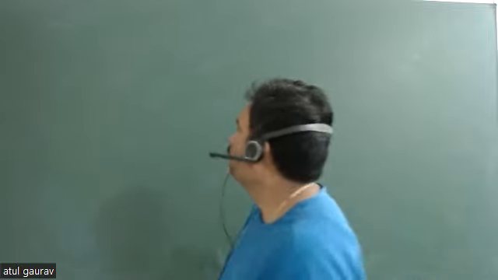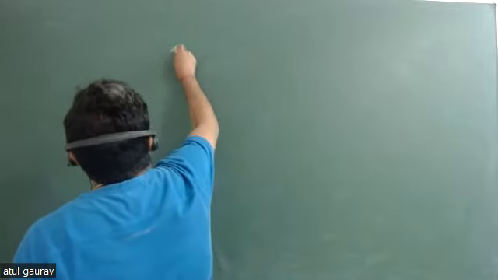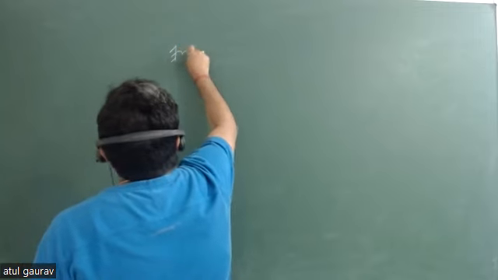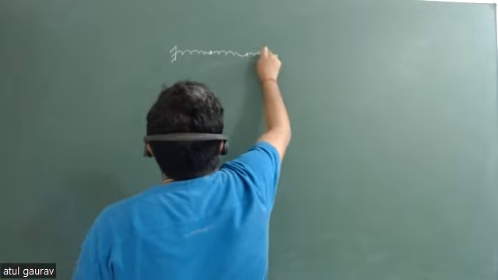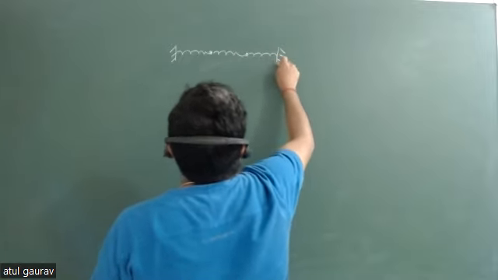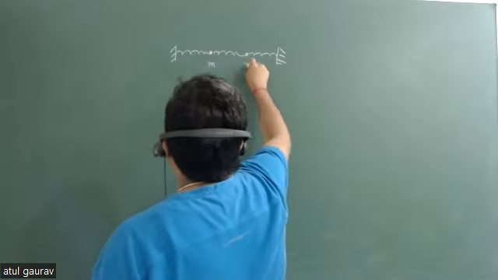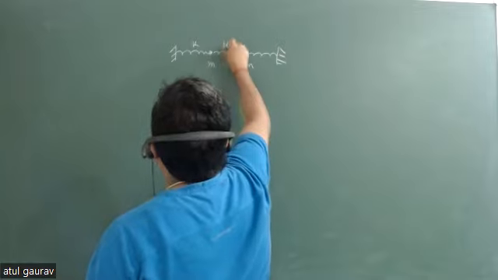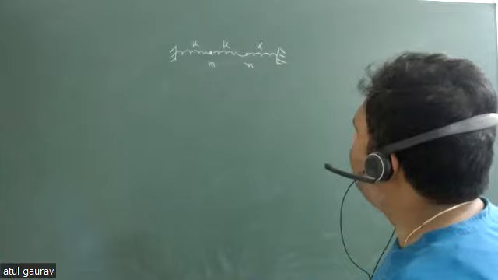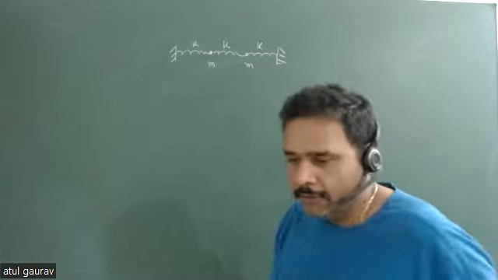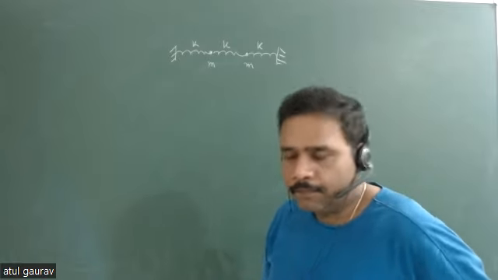So let's go for the next problem, and this is a very interesting problem. This is a rigid support. There is a first spring and one mass, a second spring, another mass, and again a rigid support. This is mass m, this is mass m, this is k, this is k, this is k. So three springs, two masses, linearly attached to each other. Now just tell me, what will be the degrees of freedom?